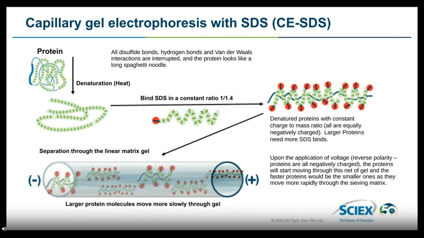Now, in this particular application, we're looking at a technique called CE-SDS, which is capillary electrophoresis SDS. And basically, this is used throughout the biopharma industry for profiling proteins by their size. And how this works is that you take the protein sample, you denature it. So basically what you're doing is breaking up the disulfide bonds, the hydrogen bonds, and the van der Waals interactions. So you break up this secondary and tertiary structure.